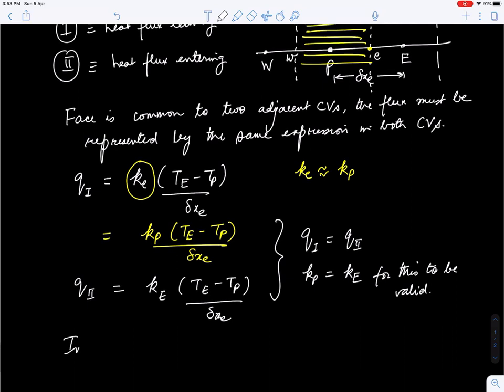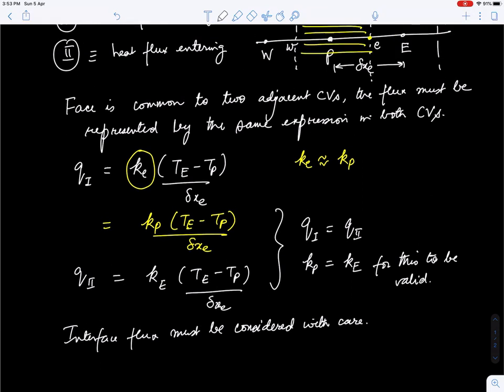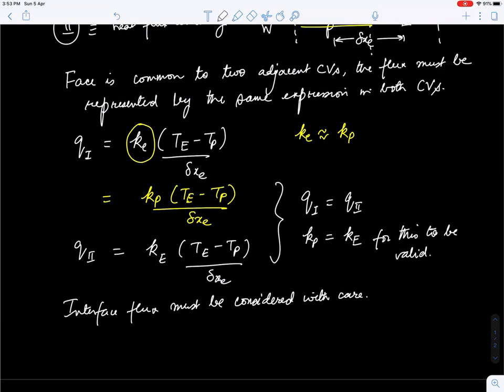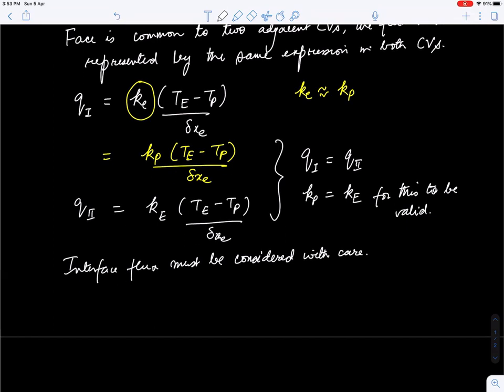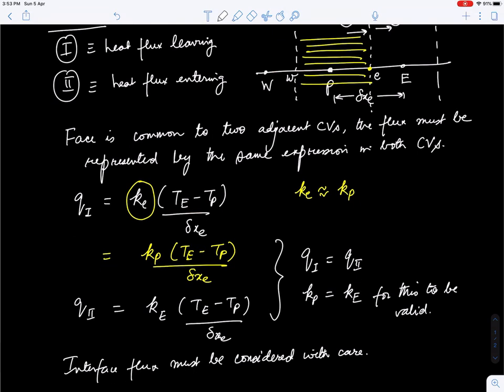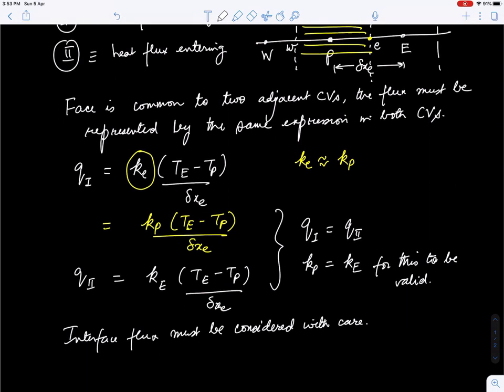So hence the interface flux must be considered with care, because it would actually impact your calculation on both sides of the cell, of the control volume. So that is rule 1, which essentially talks about keeping the condition consistent.